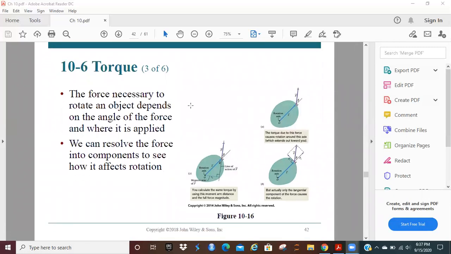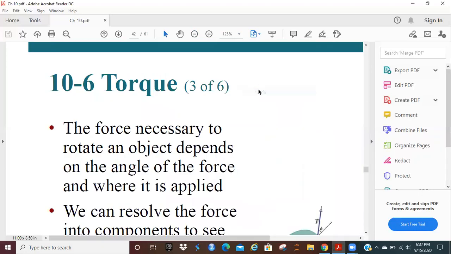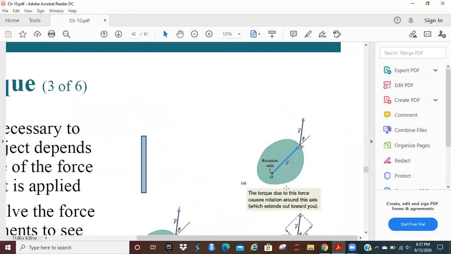All right, torque. This is the force necessary to rotate an object, and that depends on the angle of the force and where it is applied. And we can resolve the force into components to see how it affects rotation. So we've got torque due to this force, which causes rotation around the axis. You have force being applied here, making a certain angle.